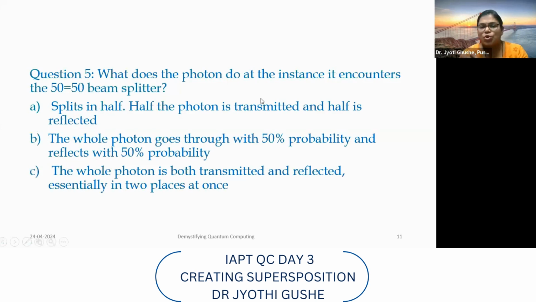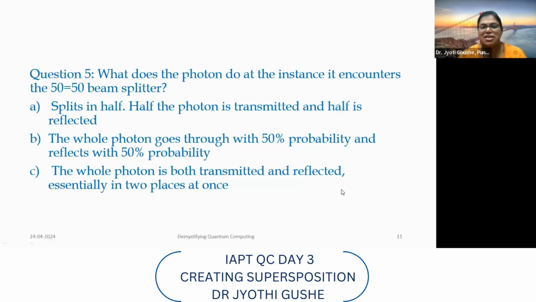What does the photon do at the instance it encounters the 50-50 beam splitter? What is happening to the photon when your answer was detector 1 or 2? So what was actually happening to the photon? Whether it was splitting, half of the photon is transmitted and half is reflected, or the whole photon goes through with 50% probability and reflects with 50% probability, or the whole photon is both transmitted and reflected, essentially in two places at one time.